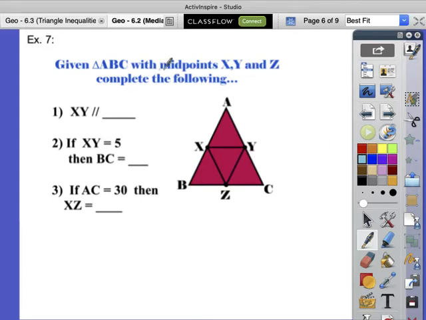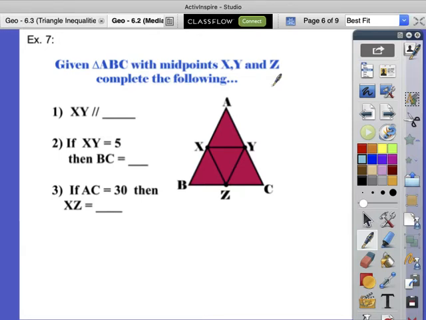Okay, hey guys, let's dial back in. Let's quit talking about how good I am at Madden. Given triangle ABC, this big triangle ABC, with midpoints X, Y, and Z. Complete the following.